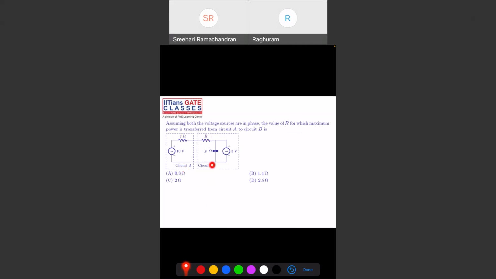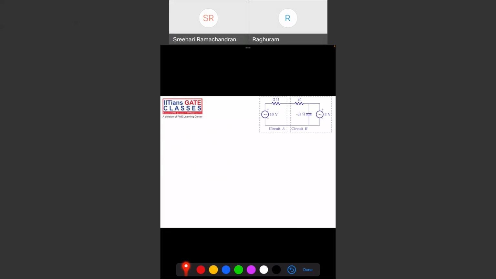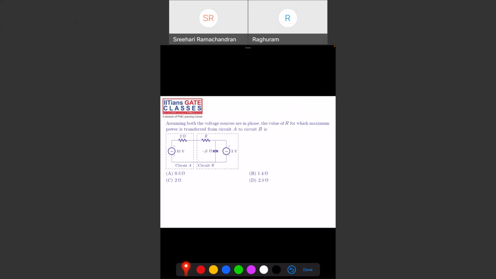As I skipped the derivation of the maximum power transfer theorem, if we do that, this is a good example of it. In case of maximum power transfer theorem, circuit A to circuit B, for maximum power to be transferred, the variable here is R. Till now we have seen when load resistance is variable, finding the value of load resistance or load impedance. But in this one, circuit A to circuit B, there are two circuits and there is one variable R. To have maximum power transferred from circuit A to circuit B, find the value of R. Try to solve it. If you don't get the answer, ask me, I'll tell you. Okay.